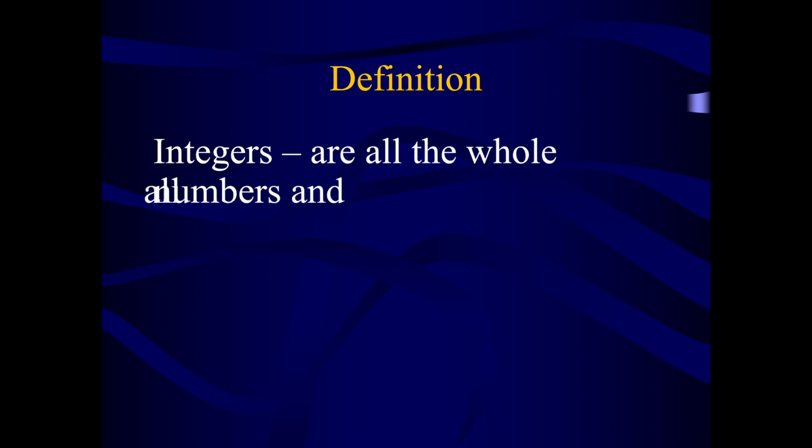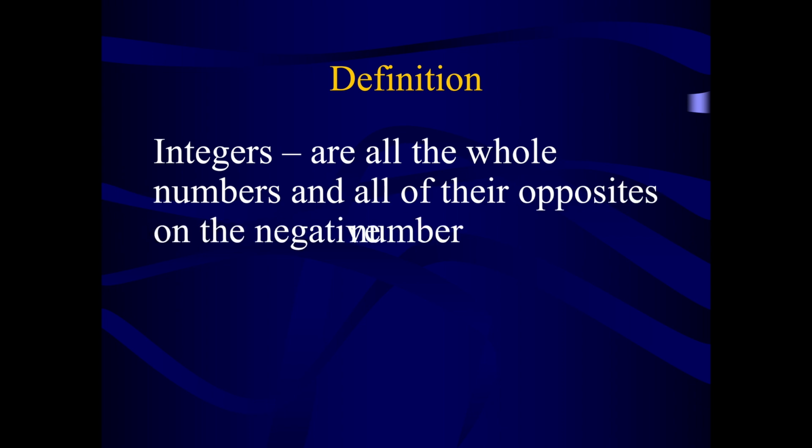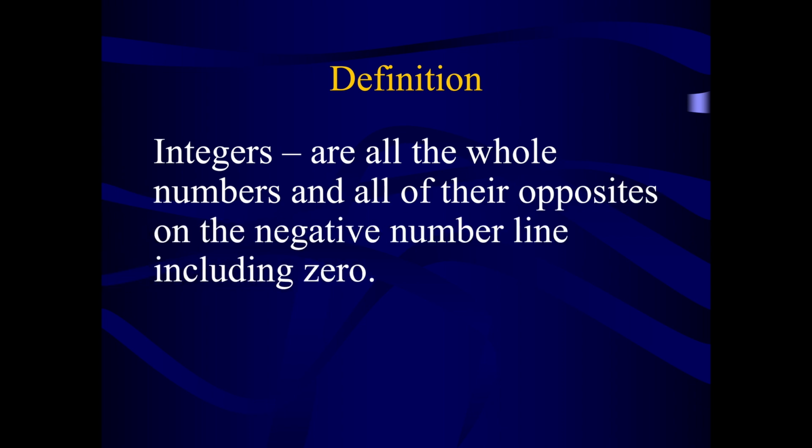Definition. Integers are all the whole numbers and all their opposites on the negative number line, including 0.